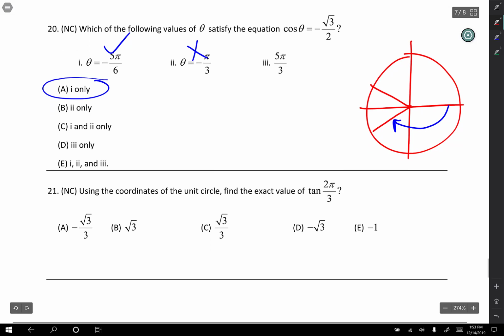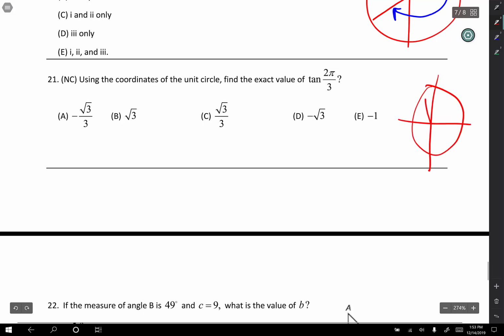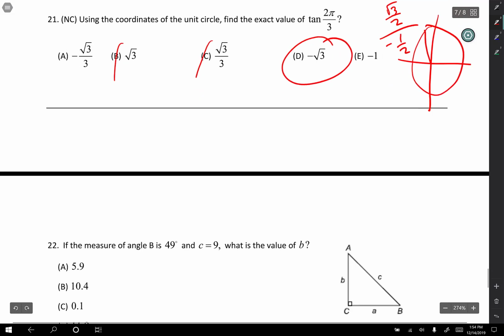All right, let's keep going. This one wants the exact value of tan of 2 pi over 3. So before we continue, remember that 2 pi over 3 is in quadrant 2. So y divided by x in quadrant 2, you're going to get a negative output. So delete anything that is positive. So now it increases your chances of getting this one right. So y divided by x. So the y value there is square root of 3 over 2, and the x value is negative a half. So you're going to get negative square root of 3, because the 2's cancel out.